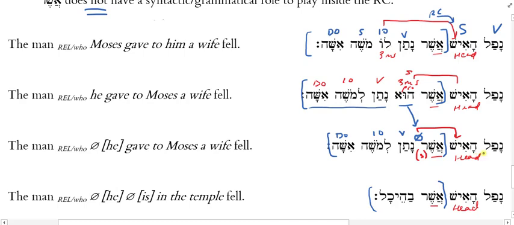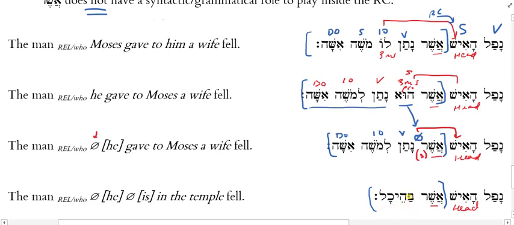So, okay, so over here, I'm indicating that he is not overtly written, it's not explicit, and I'm using this null symbol to indicate that I have something missing, but it is implied by the grammar of the relative clause. And now the last example, and this is similar to the one that Ross gives. We have Nafal ha'ish, the man fell. What about the man who fell? Well, the man asher ba'heikal, the man asher in the temple.